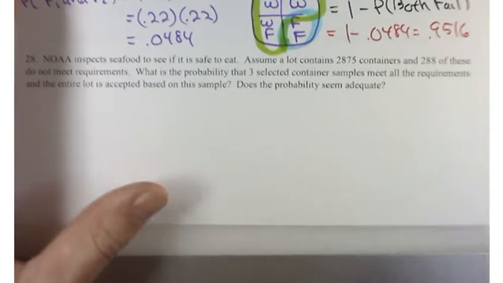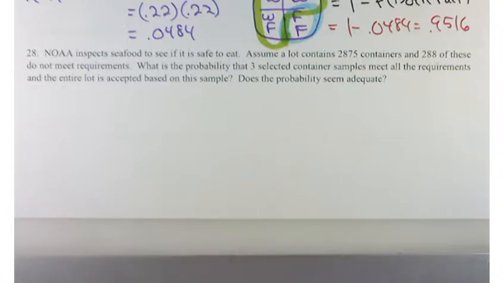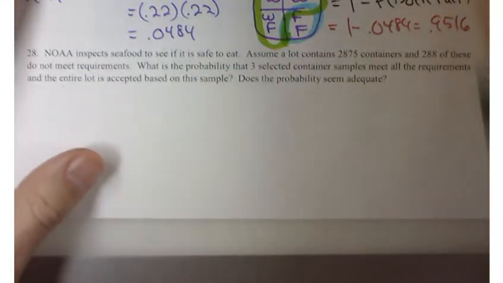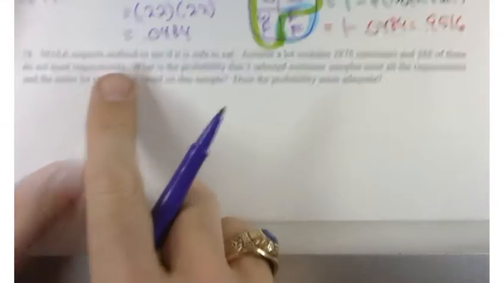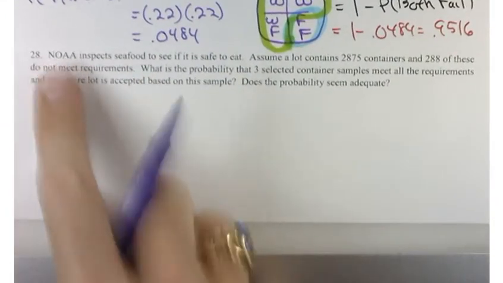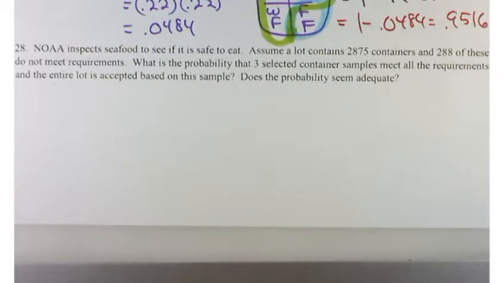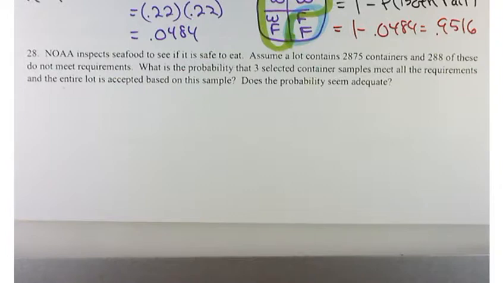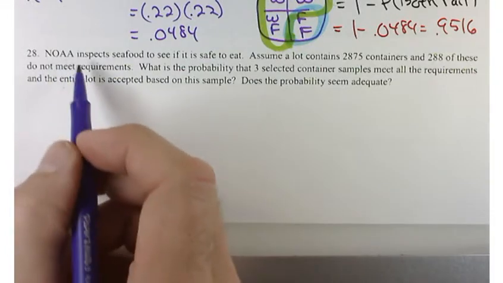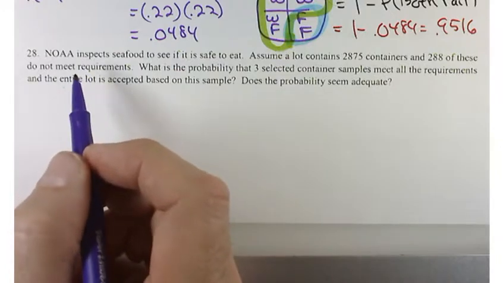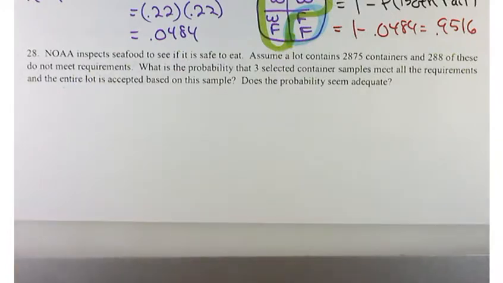Let's look at problem 28. And again, I've kind of abbreviated things a little bit for us. I've got this abbreviation of NOAA. Now, this is the governmental agency that inspects your seafood. Does anyone know what NOAA stands for? They inspect your seafood. It's National Oceanic and Atmospheric Administration, which sounds like a funny place to put seafood inspection, but it is what it is.